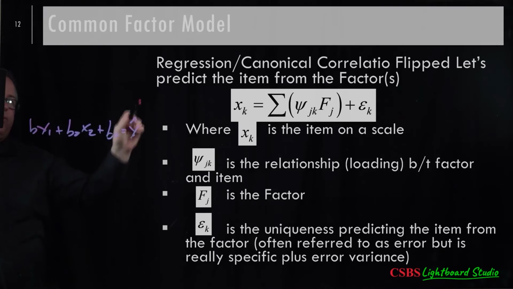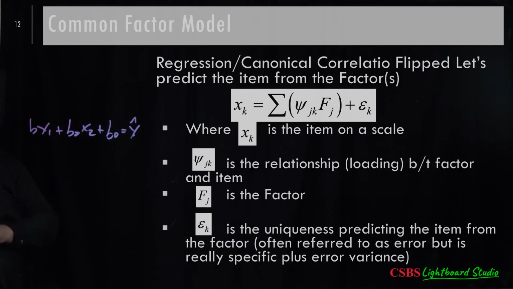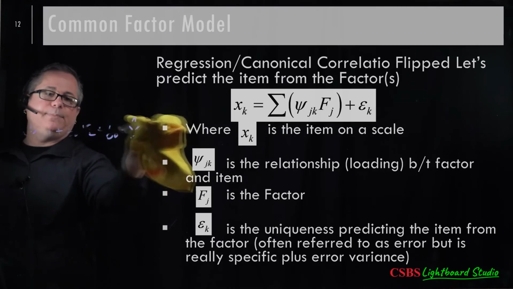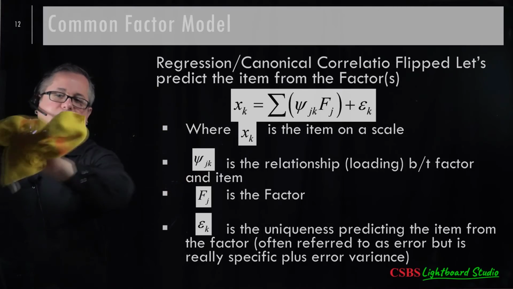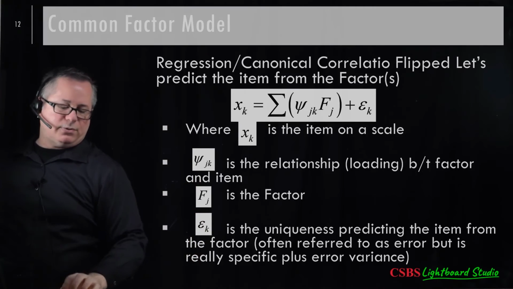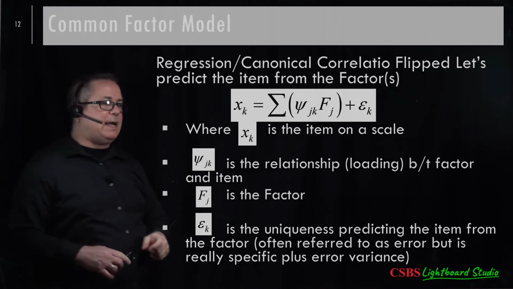So this is regression, or canonical correlation. Now it's flipped. Instead of taking a bunch of items and predicting an item with them, we're now taking the factors, these unmeasurable latent things, and predicting the items from them.